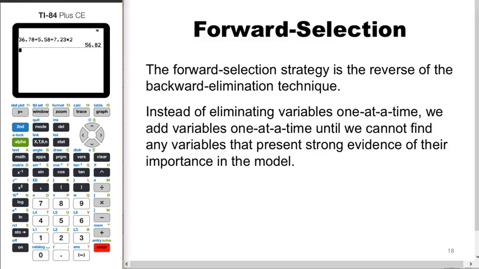So I talked about backward elimination. That's basically where I start with the full model and then eliminate one non-significant variable at a time until I'm left with just significant variables. The forward selection strategy is the reverse. Instead of eliminating variables, we add one variable at a time until we cannot find any variables that present strong evidence of their importance in a model. So in this kind of strategy, we start with no variables at all.